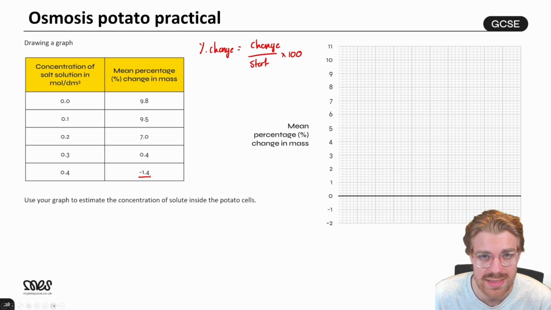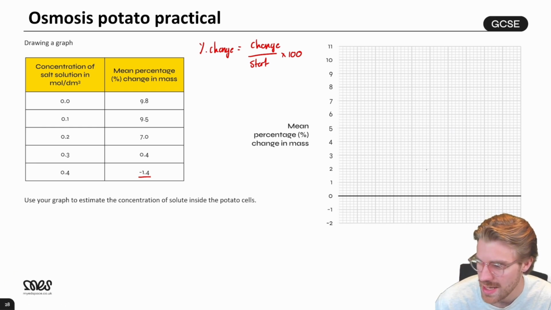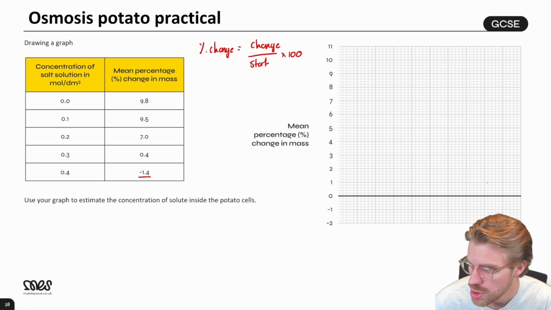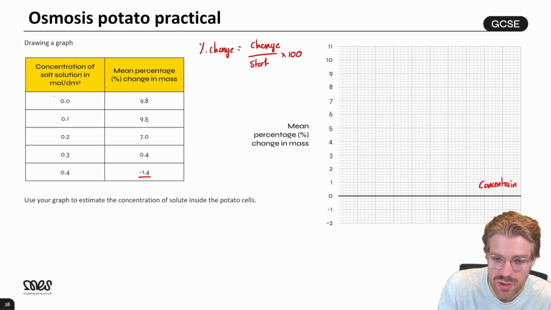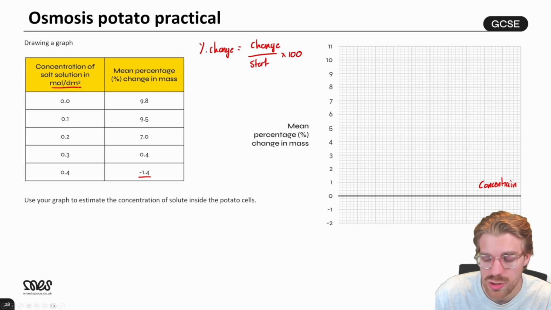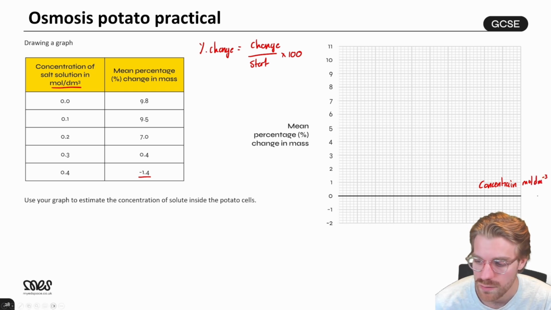To plot your data as a graph, what you need to do is first label your axes. Now, my x-axis here is going to be my independent variable, so it's going to be my concentration, and my units for concentration are moles per decimeter cubed. It is important that we always give our units in our graph. I also need to provide a suitable scale.